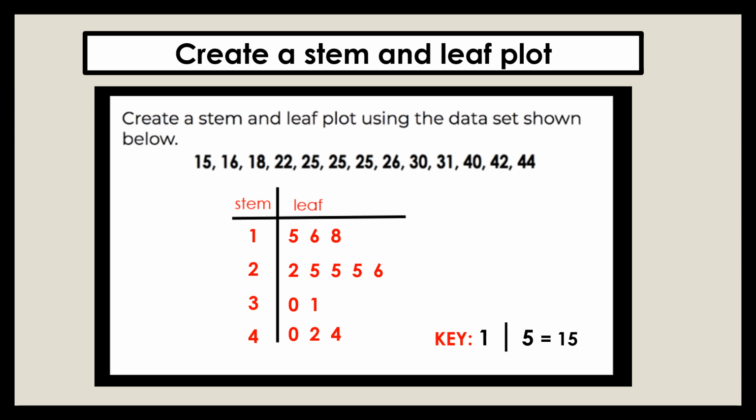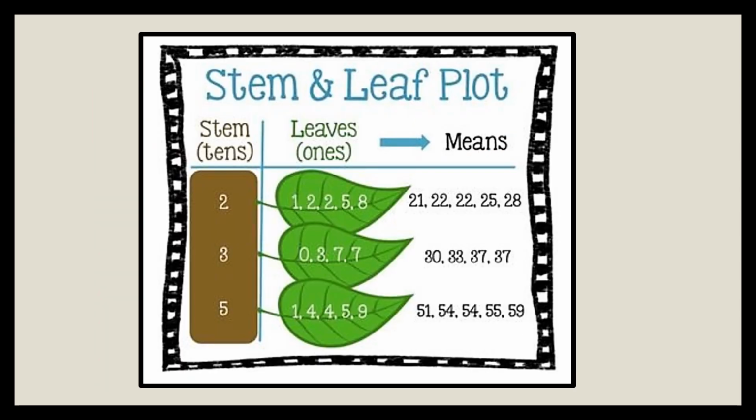Here is our key, and the key tells us how to read our chart. I got mine from right here, this value of 15. So we have a 1 and a line and a 5, and that equals 15. Here's another explanation with stems, tens place, leaves, ones place, and what each of those values represent. We are not going to put commas in between our leaves. We will be using spaces.